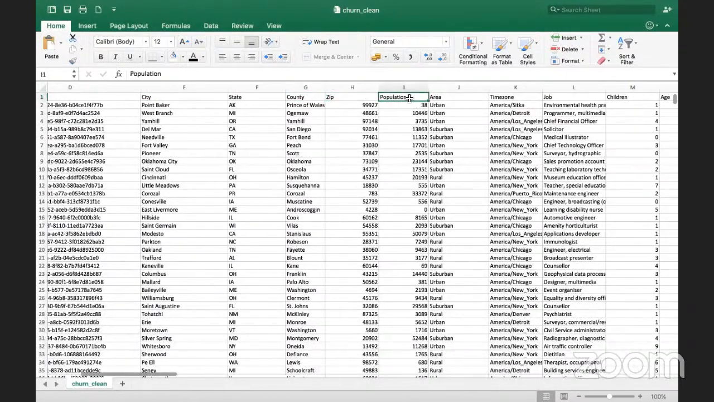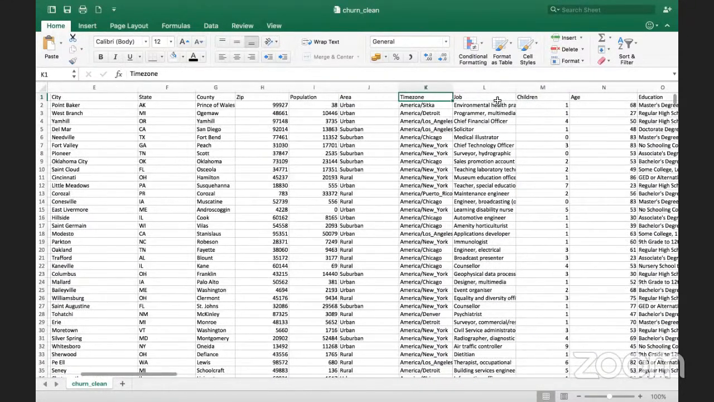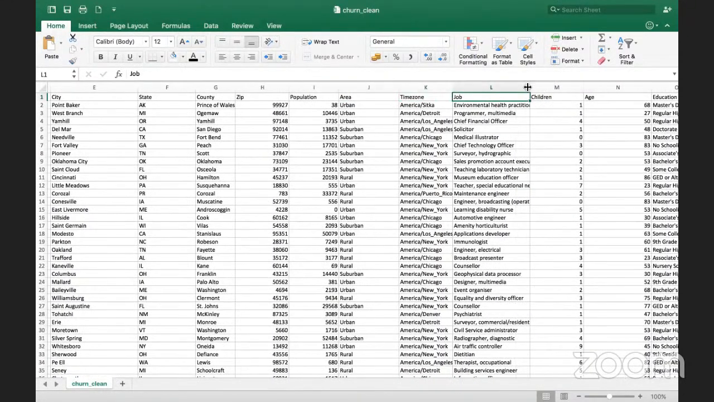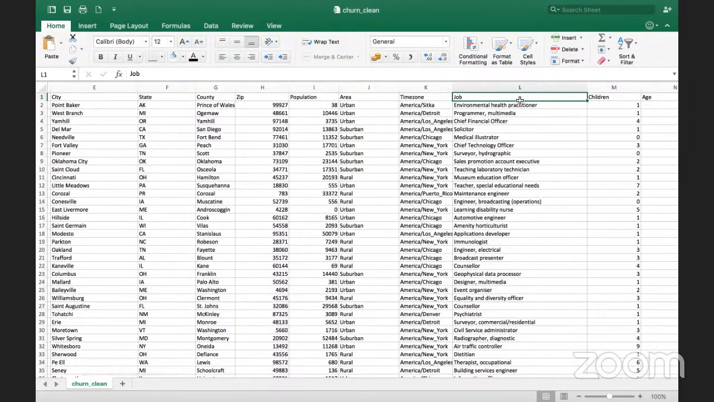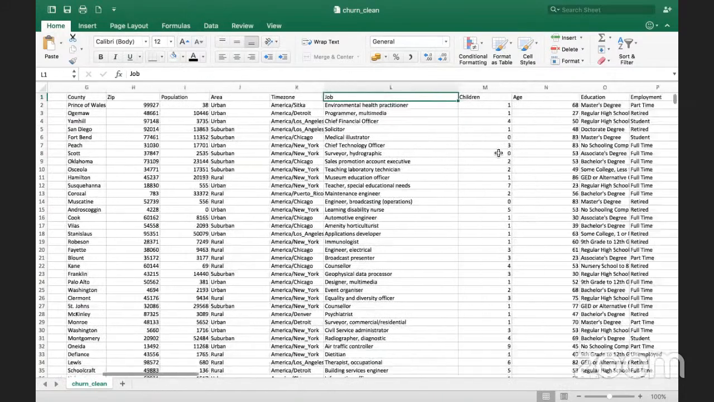What is the population in that particular city? What is the area? Is it an urban, suburban, or rural area? Then what is the time zone there? What is the job of that particular person? He is an environmental health practitioner, or programmer, or multimedia chief financial officer.